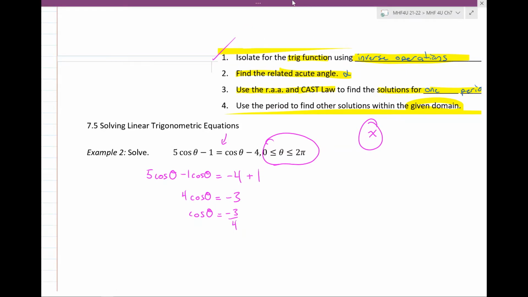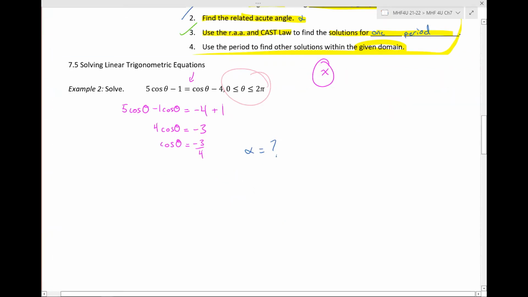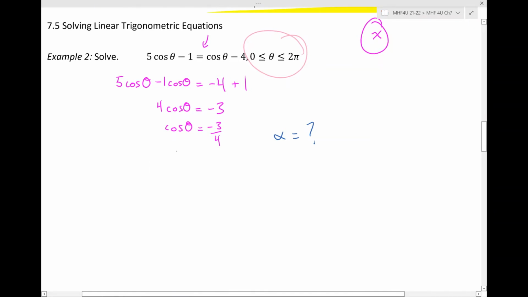Okay, now we need to find our related acute angle. All right, well, finding our related acute angle is a bit of a different process, right? So if our cosine of theta is equal to negative 3 over 4, that means the cosine of our related acute angle will be equal to 3 over 4. Okay, so if we're working with 3 over 4 here, we'll ask ourselves, okay, this is cosine. Cosine is adjacent over hypotenuse. If cosine is adjacent over hypotenuse, all I'm doing is looking for one of my special triangles that has an adjacent side of 3 and a hypotenuse of 4.